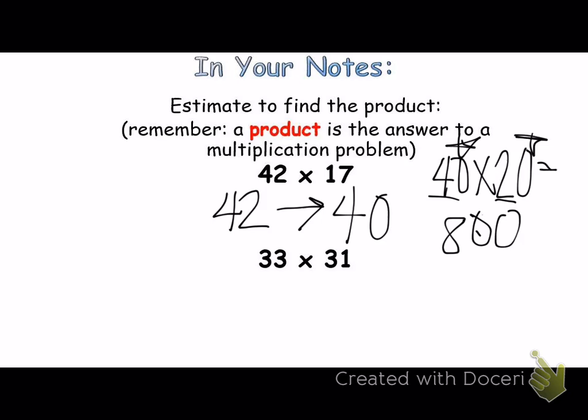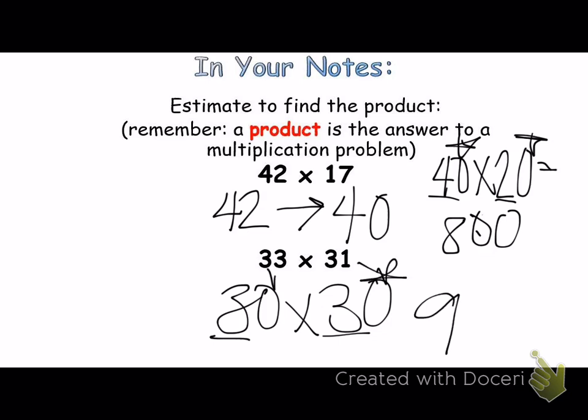Next problem is 33 times 31. 33, close to 30, so I'll estimate that to 30. 31 is also close to 30. So my new multiplication problem is going to be 30 times 30. Again, I underline my first digit. It's in the tens place. So I have 3 times 3, which is 9. I double check my zeros, and I have 2 zeros left over. Be sure to add those zeros on at the end.